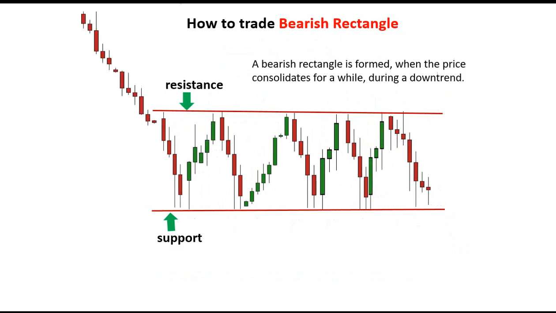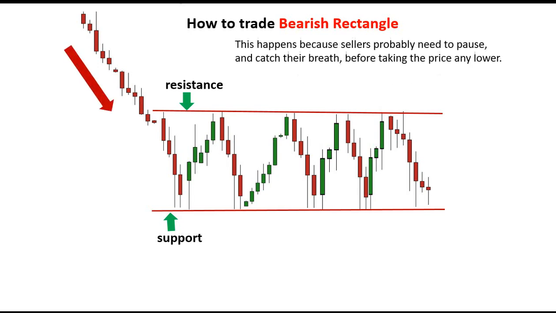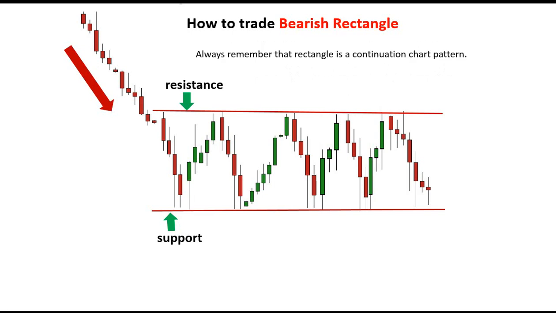A bearish rectangle is formed when the price consolidates for a while during a downtrend. This happens because sellers probably need to pause and catch their breath before taking the price any lower. Always remember that rectangle is a continuation chart pattern.